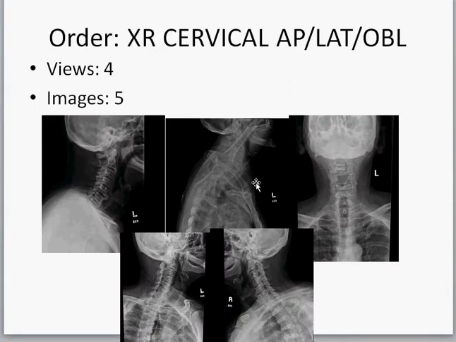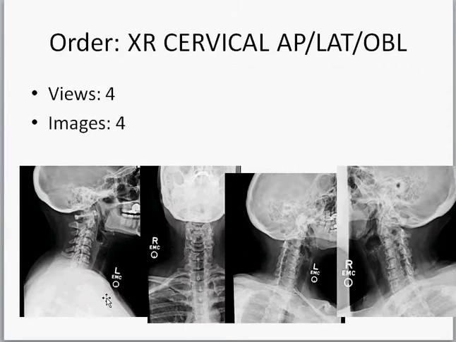Not to belabor the point, but again, a swimmer's view, if added only for the purposes of clarifying an area that wasn't seen well, doesn't count. If they order a swimmer's view, that does count, but this otherwise would not count. I mentioned that both oblique views, each of them are different projections, and each count as a separate view.